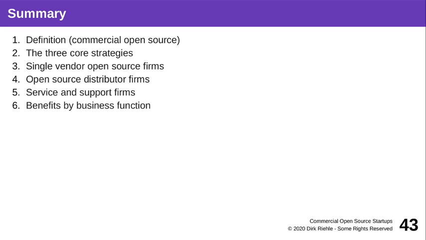So with that, let me close. We discussed what commercial open source is and how there are 3 core strategies, 2 of which can make real money and are venture capital funded, and how and why companies do this. We discussed by business function how the business functions change and which benefits result from the commercial open source strategy.